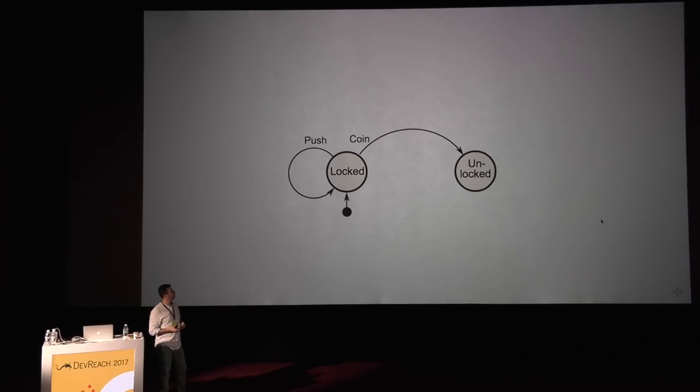And then when you're in an unlocked state, if you push again, you go into a locked state because you're just passing through. If it's already unlocked and you put another coin, you know, you're just losing money. It's not transitioning to another state.